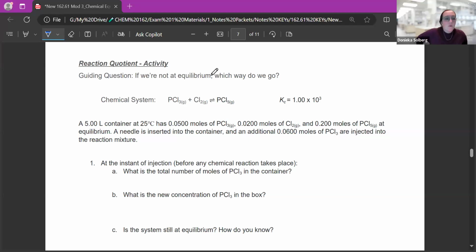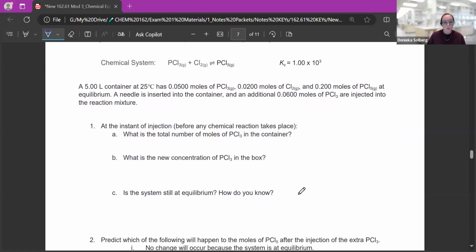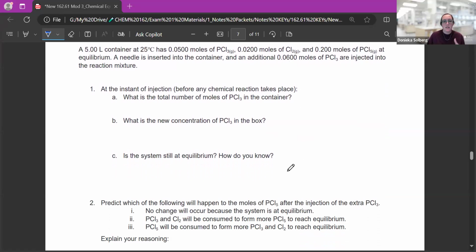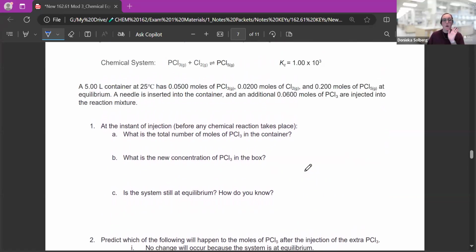Okay, we're going to talk about reaction quotients, which are very similar to equilibrium constants. This little activity is a good way to introduce it. I recommend trying to do this on your own without me talking through it, and it introduces you to the idea of the reaction quotient. So I would go ahead if I were you and pause and go through this, and then I'll talk about the answers.